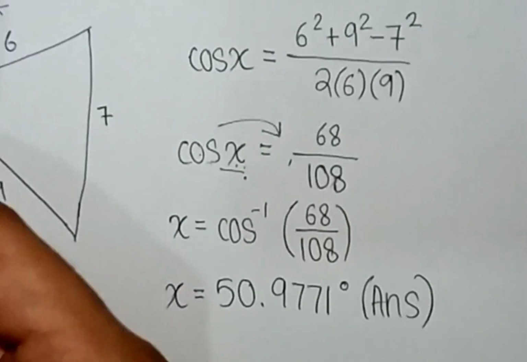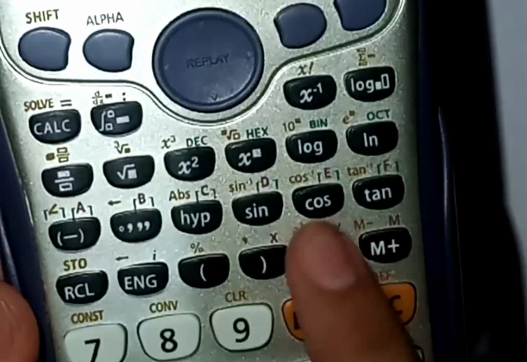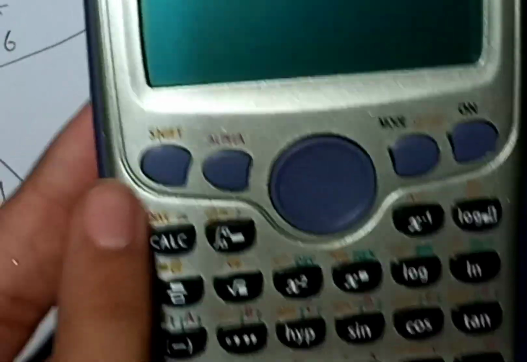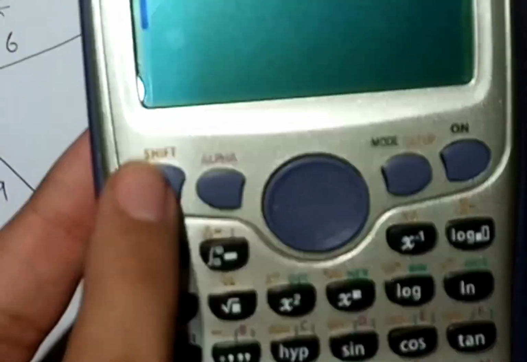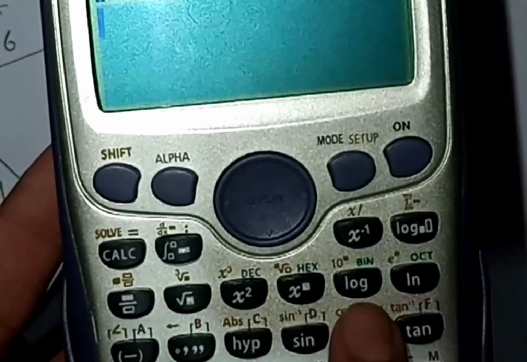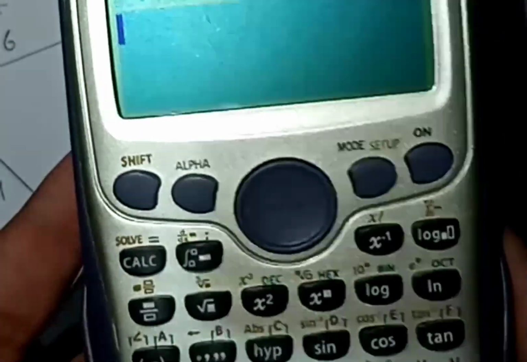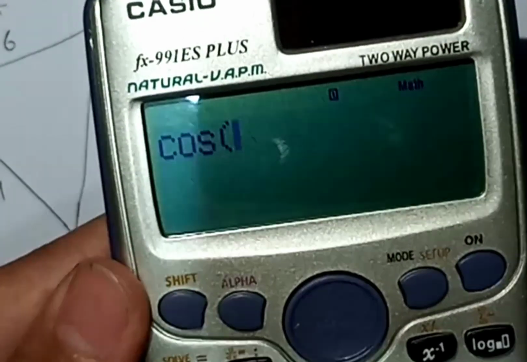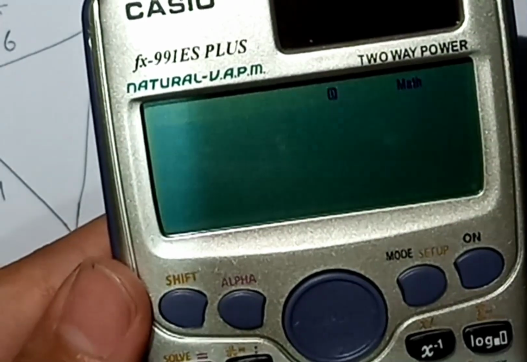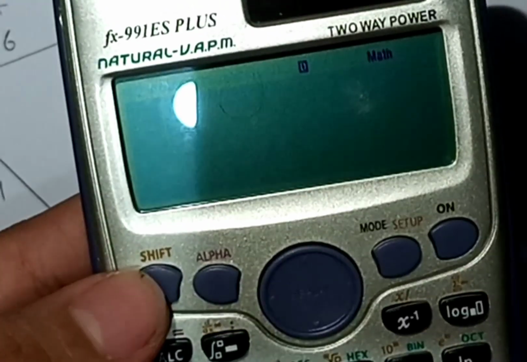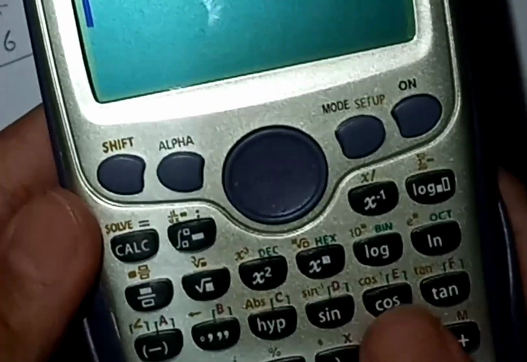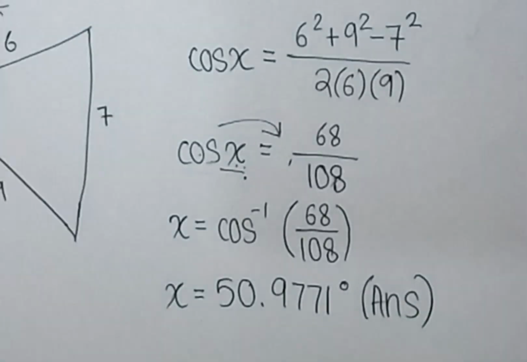How can you solve? I would like to show you. Now how can you put the inverse here? You press shift. Now you have pressed shift and just write down the cos. Again, here is the cos. When you find the inverse of the cos, first click on shift and then cos, and you will be getting the answer.